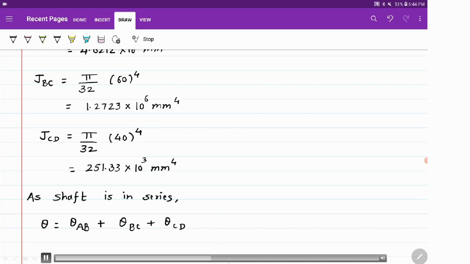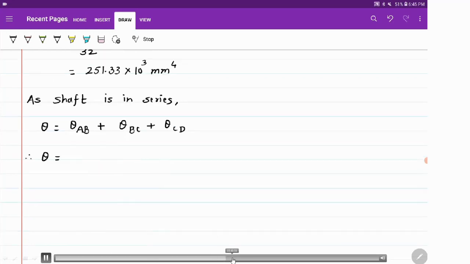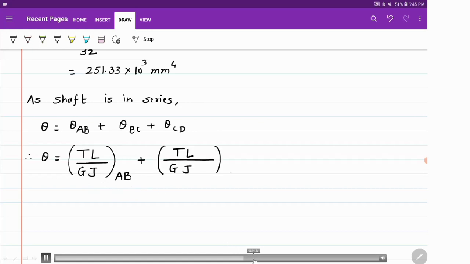Now as the shaft is in series, we can say that the total angle of twist will be equal to the angle of twist in AB plus BC plus CD. Now we know the formulation of theta. Theta is given by what? TL upon GJ for AB plus TL upon GJ for BC plus TL upon GJ for CD. So this is our torsion equation, and from the torsion equation we have formulated the value of theta over here.